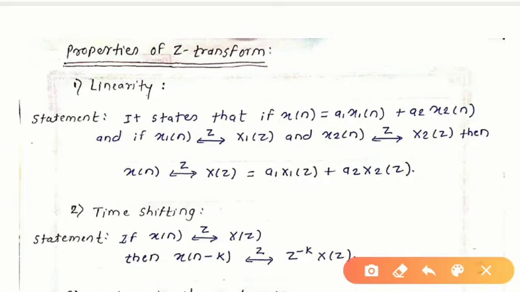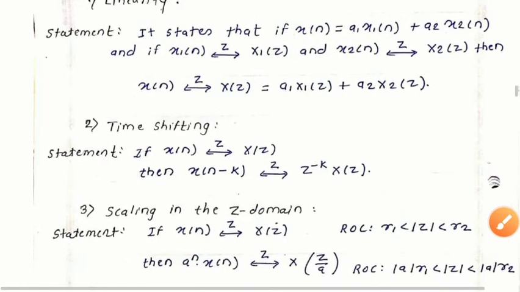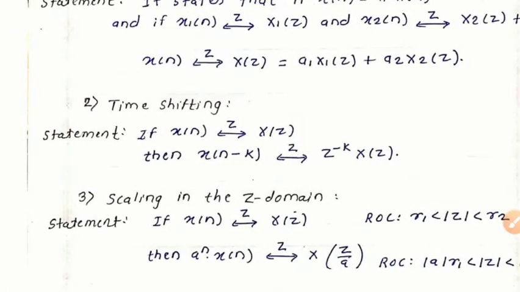So it states that x1 of z is the Z transform of x1 of n, as we all know, and also x2 of z is the Z transform of x2 of n. Then the given sequence, that is x of n, has a Z transform like a1 x1 of z plus a2 x2 of z. So this is a very simple property of the Z transform. Then we will see the next property, which is time shifting.